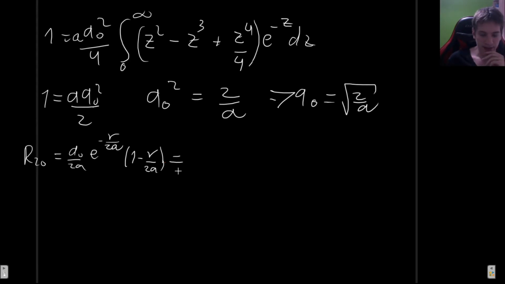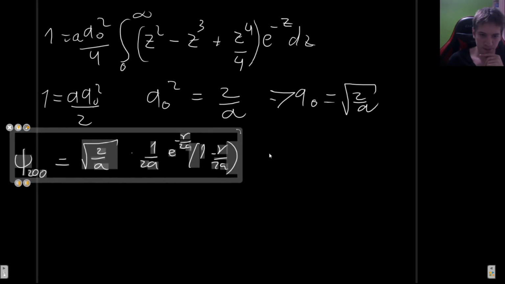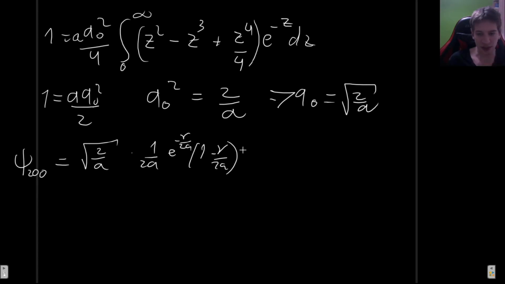Now, let's see. So here now we want to plug in a0. So a0 is just square root of 2 divided by a. So we get times 1 divided by 2a, e to the minus r divided by 2a, 1 minus r divided by 2a. And now let us write, instead of just the radial function, let's multiply it by the spherical harmonic so that this becomes the actual wave function that we're looking for. So we have to multiply this by Y0,0, which we already know is 1 divided by the square root of 4 pi.